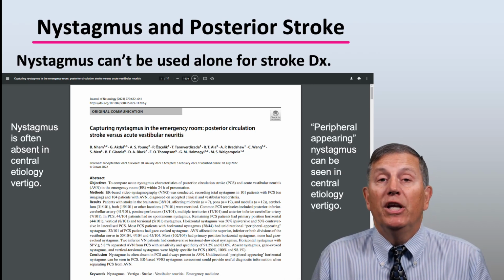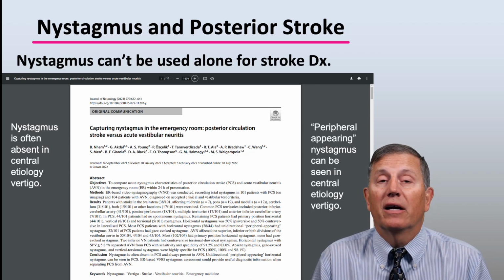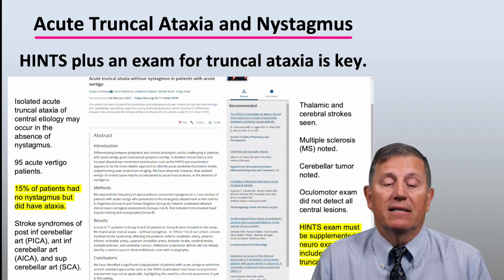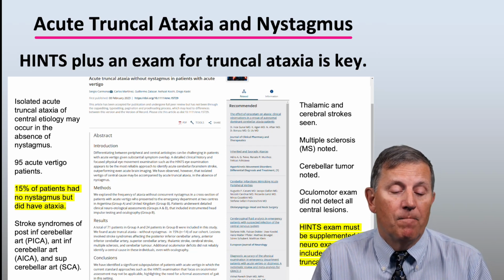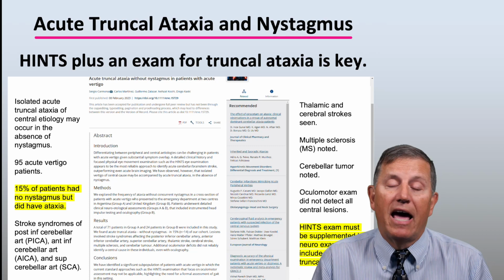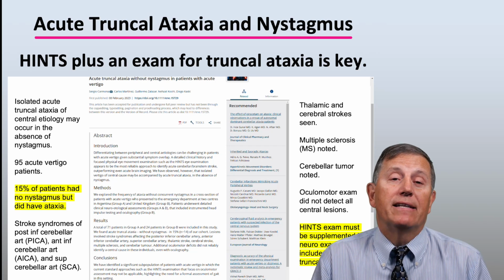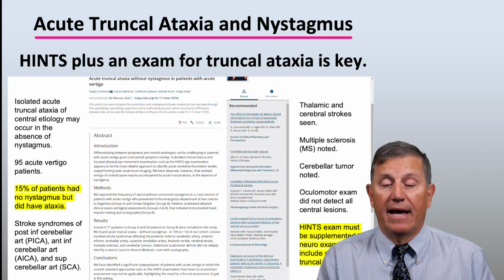So knowing now that we need to do more than just the nystagmus exam, why is there so much emphasis on truncal ataxia and ataxic gait? Another study suggests that the HINTS Plus exam that includes a truncal ataxia exam is key. In other words, this study demonstrated that 15% of patients had no nystagmus but did have ataxia. In other words, you need to check for ataxia beyond the HINTS exam. So the HINTS exam must be supplemented by a neuro exam to search for truncal ataxia or ataxic gait.